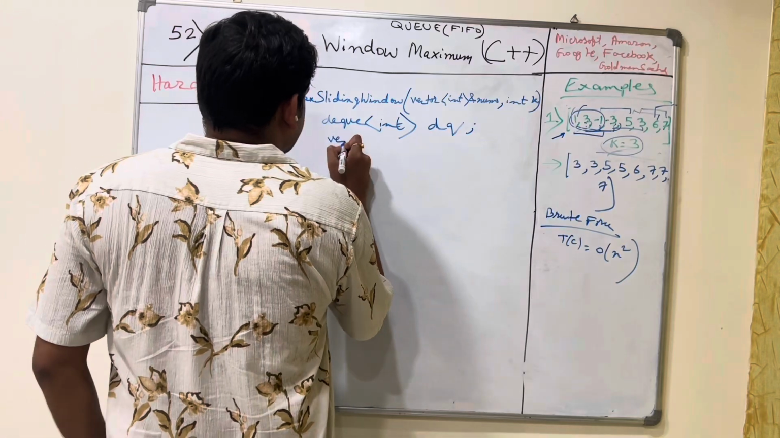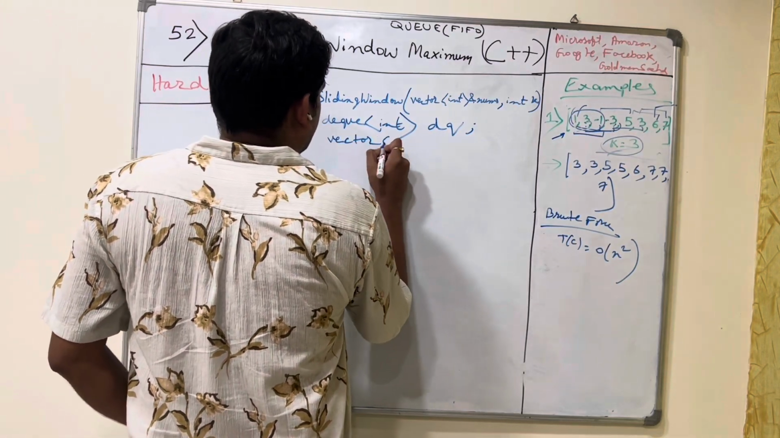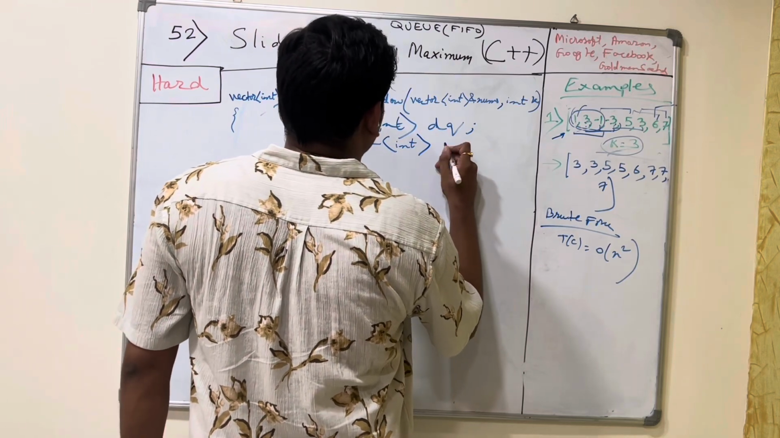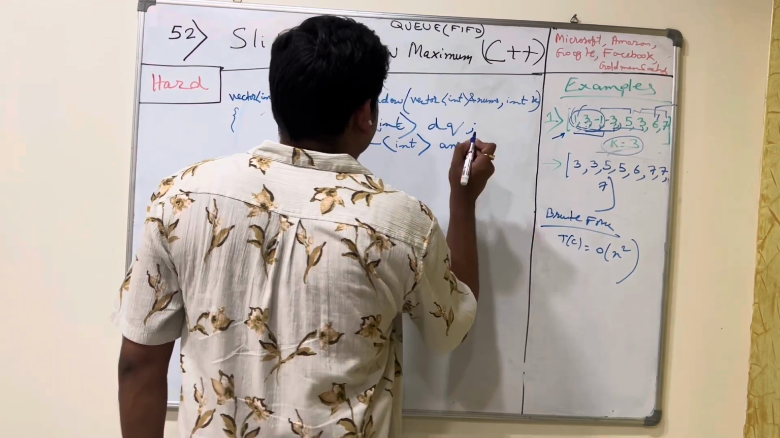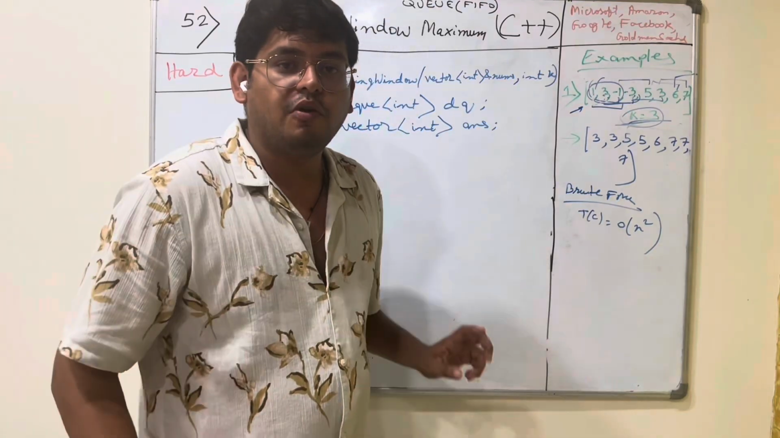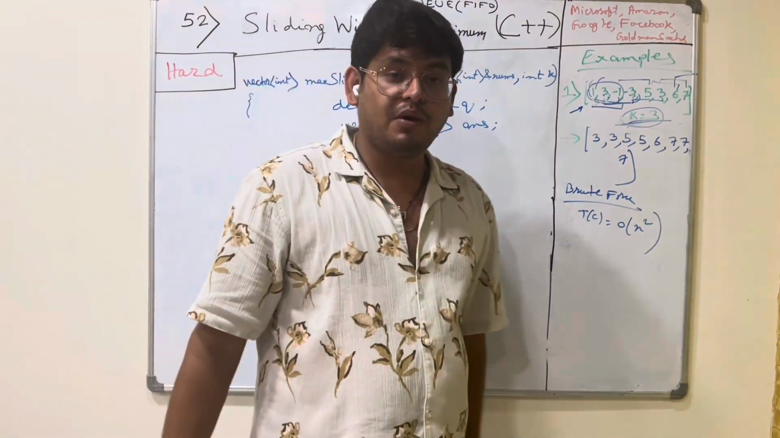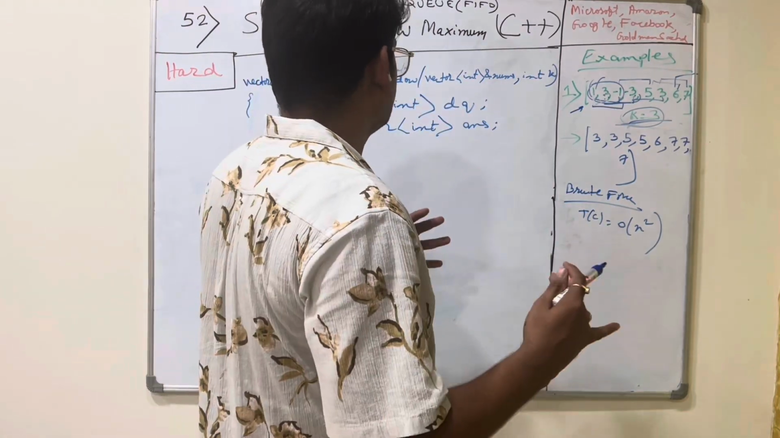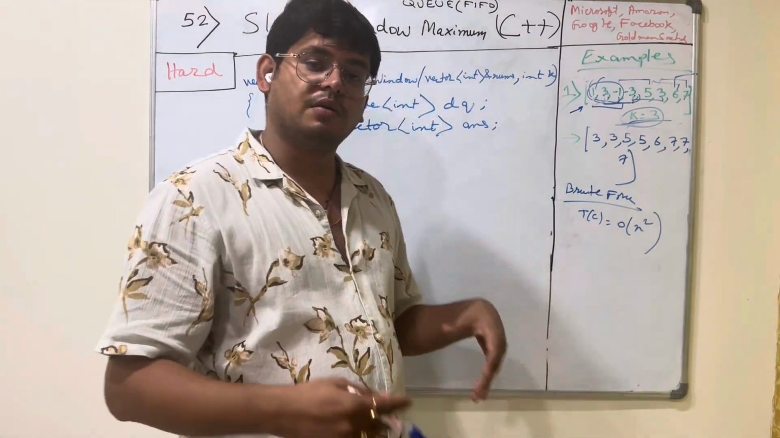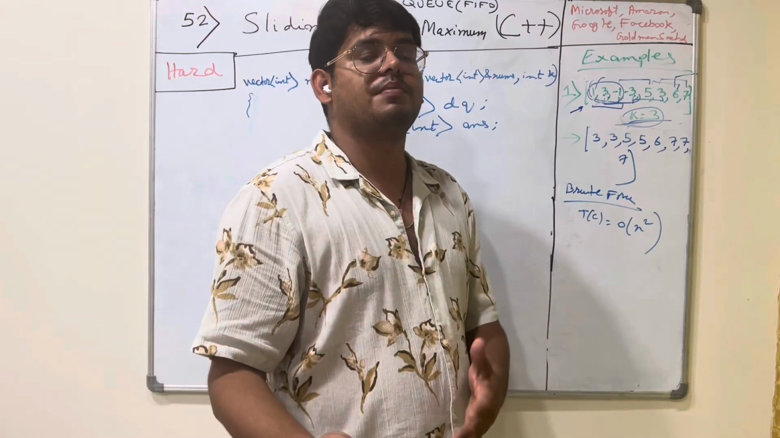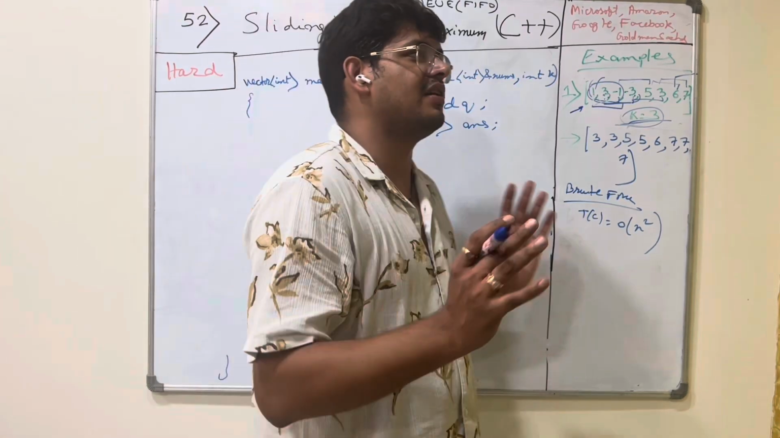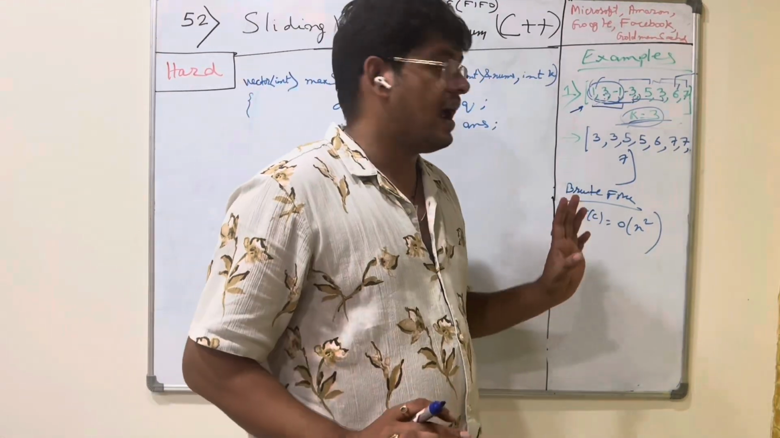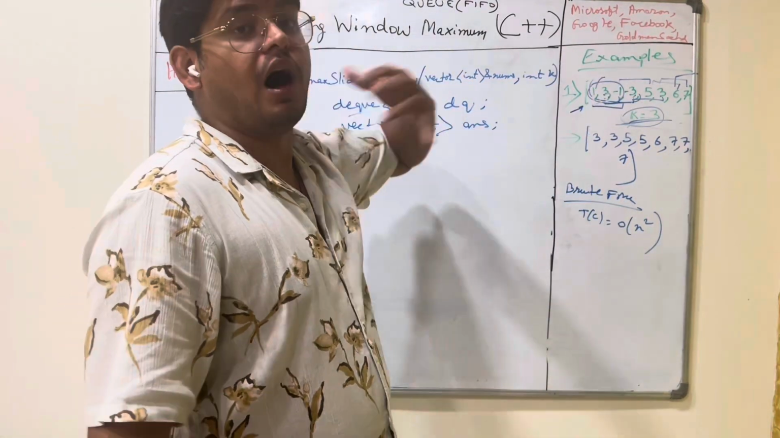And let's take a vector to store the result. Vector int, say answer, anything. So with the help of a deque, how can we optimize this? A deque is a data structure which helps us pop out from the front, push to the front, pop out from the back, push to the back. Both sides we will have a pointer and we can do both things, right? So this structure has been made and this will help us to solve this problem, but how?